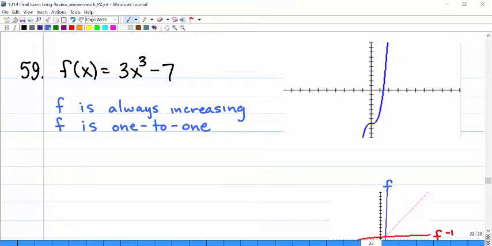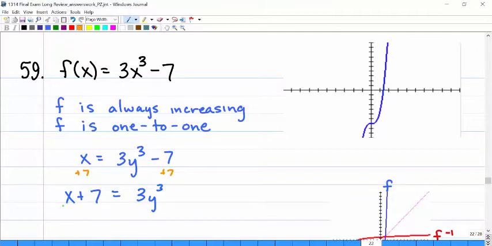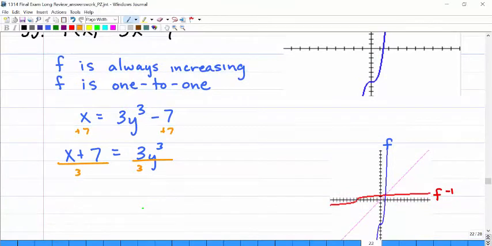How do you find an inverse function? You switch x's and y's. So instead of writing y equals 3x cubed minus 7, I'm going to write x equals 3y cubed minus 7, and I need to solve for y. So I'm going to add 7 to both sides, and I get x plus 7 equals 3y cubed. Then I divide both sides by 3, and I get (x plus 7) over 3 is equal to y cubed.